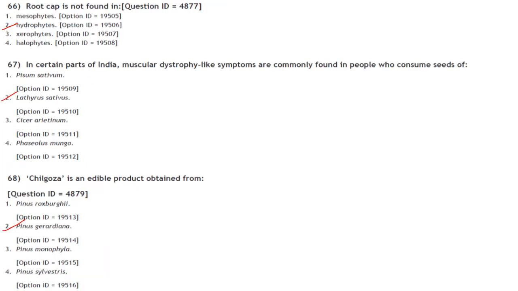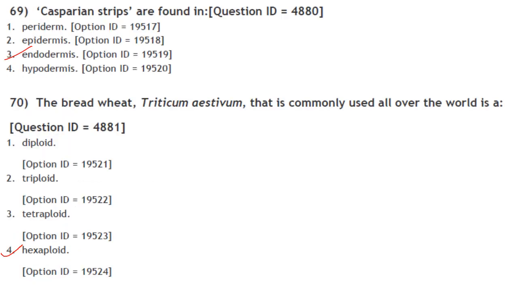Root cap is not found in hydrophytes. Hydrophytes, they don't have root cap. In certain parts of India, muscular dystrophy like symptoms are commonly found in people who consume seeds of Lathyrus sativus. Answer is option 2. Chilgoza is an edible product obtained from Pinus gerardiana. Then Casparian strips are found in... Casparian strips, they are found in the endodermis.